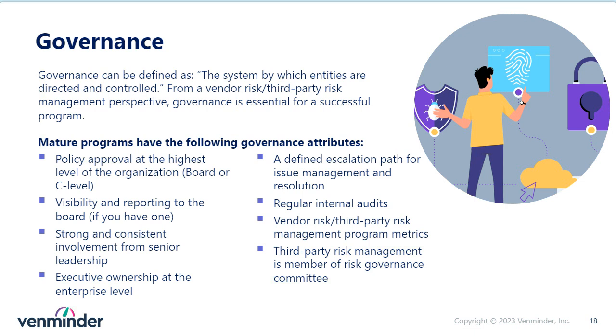We also need defined escalation paths for issue management and resolution. So we are tracking reporting issues and that we know that they get managed. We have regular internal audits and that we have those program metrics, because those program metrics are going to help us measure the health, stability, capacity, and compliance of the program. And furthermore, third-party risk management needs a seat at the enterprise risk management committee table, or they need their own governance committee, but we need to be part of the bigger risk management picture throughout the organization.